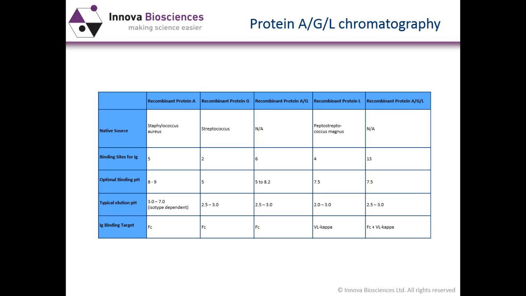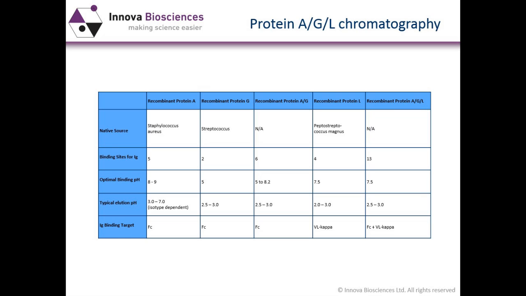Protein G, it actually comes from Streptococcus. Protein G doesn't have as many binding sites for immunoglobulin, and it has an optimal binding pH that is somewhat lower, around about pH 5. Somewhat associated with that means that the elution pHs for protein G are rather lower than for protein A, and that of course could be considered to be slightly harsher conditions for your immunoglobulin. So typically pH 2.5 to 3 are typical elution pHs from protein G.